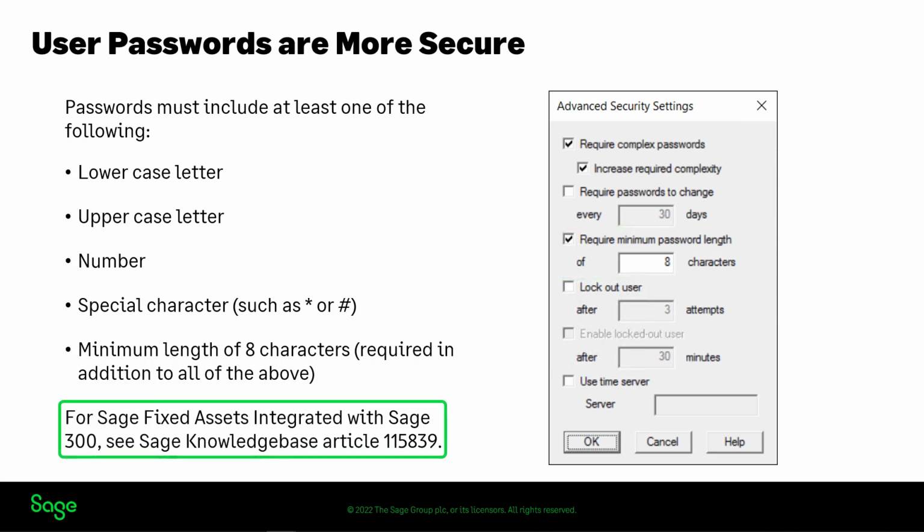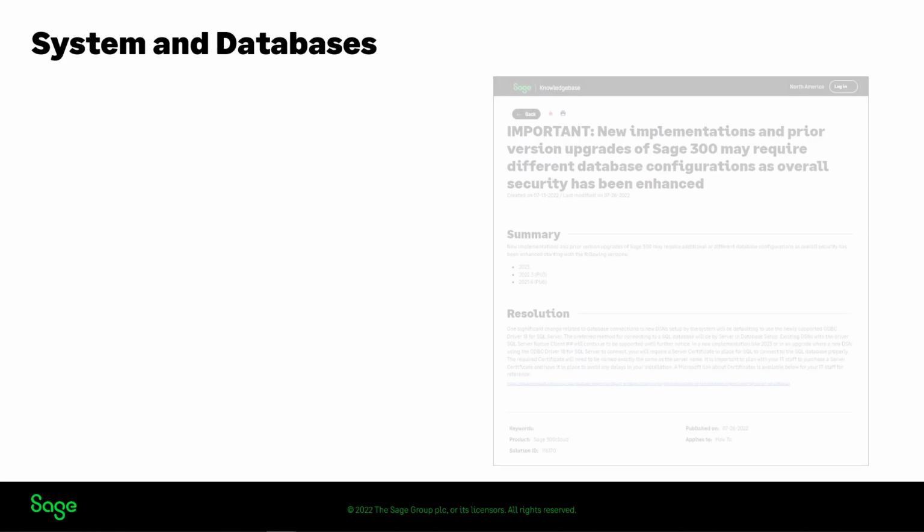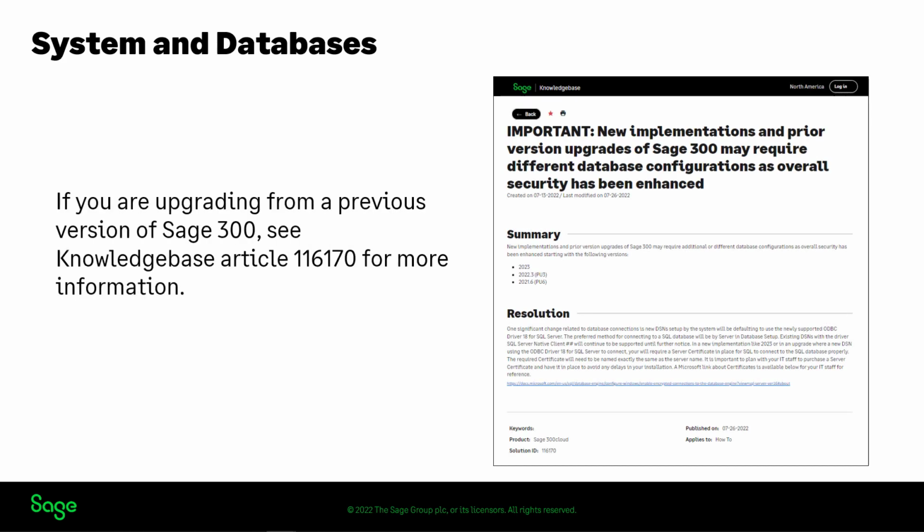Also, if you require complex passwords and you use Sage Fixed Assets integrated with Sage 300, you must update your system as explained in Sage Knowledge Base Article 115839. Technical upgrades and enhancements have been made to improve overall security for Sage 300.